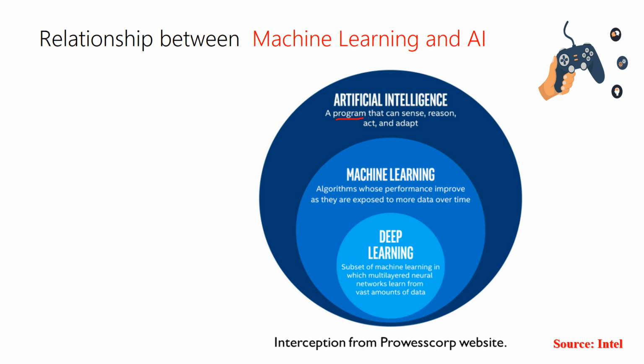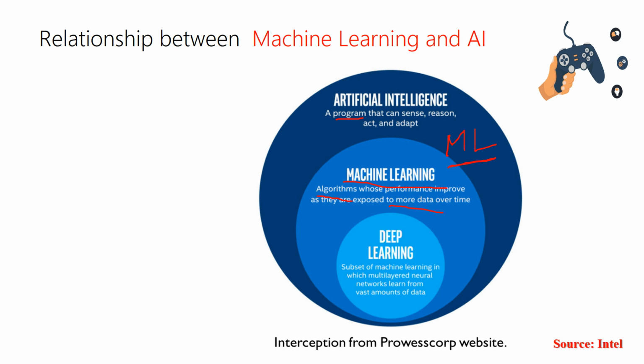And in between is machine learning. Sometimes we abbreviate it as the ML, okay? So from now on, we will call machine learning the ML, okay? And machine learning is an algorithm whose performance improves as it is exposed to more data over time. So that's why the big data is on the bottom, okay? So the machine can learn, okay?